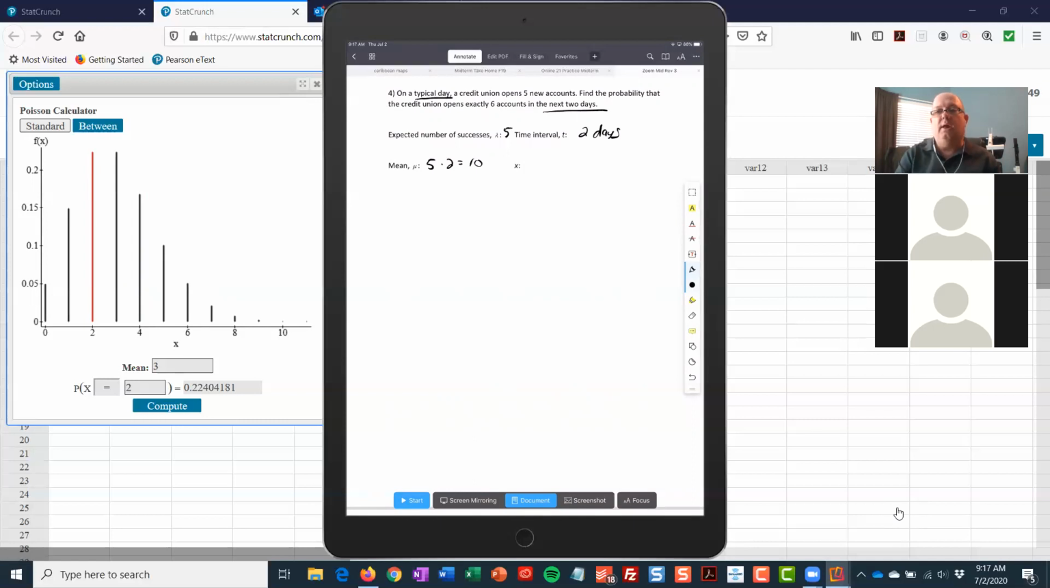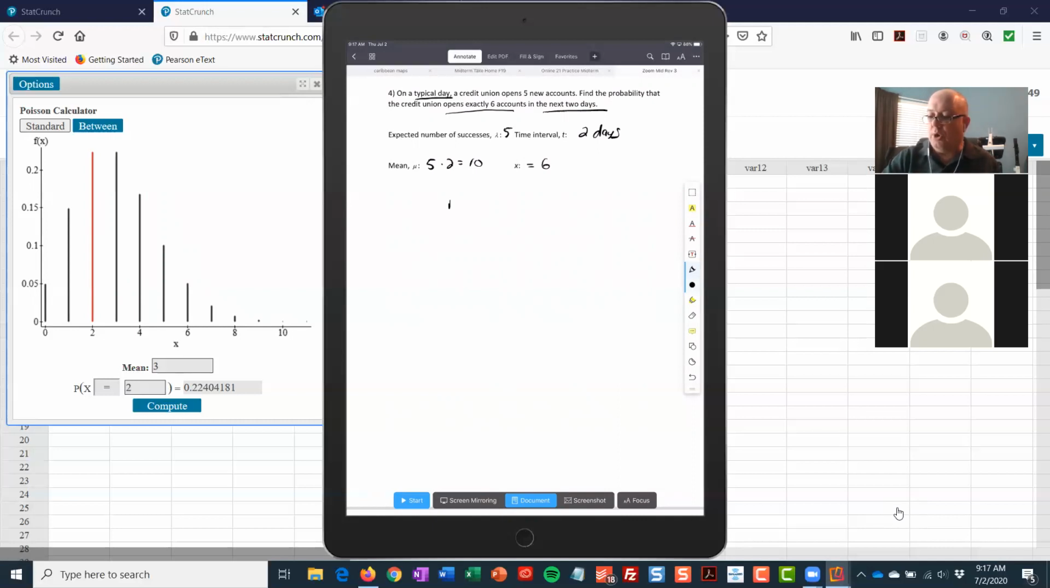Think of it this way. If the average for 1 day is 5, we would expect 5 on the first day and 5 on the second day. That's a total of 10. So however many days there are, we multiply 5 by that number of days to get the mean for the problem. Here, we're looking for them to open exactly 6 accounts, so x is going to be equal to 6. And from there, it's pretty straightforward Poisson.